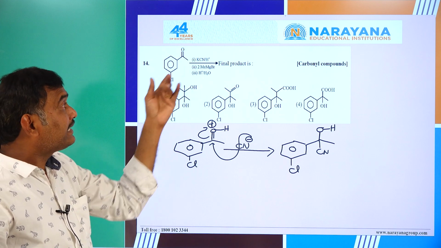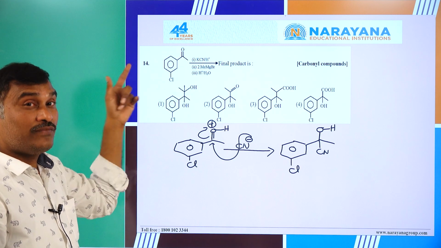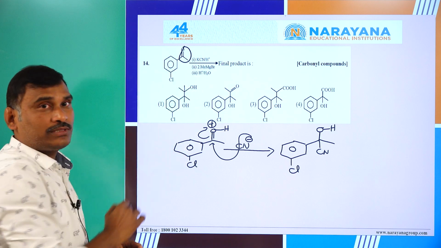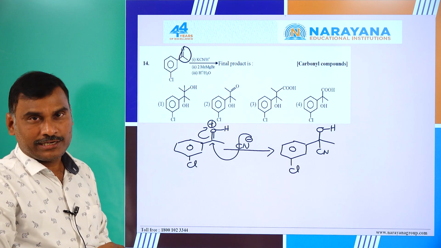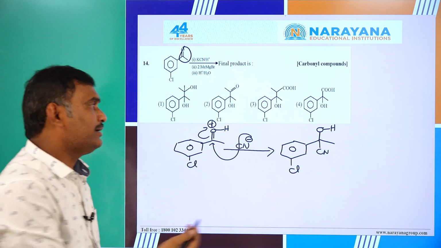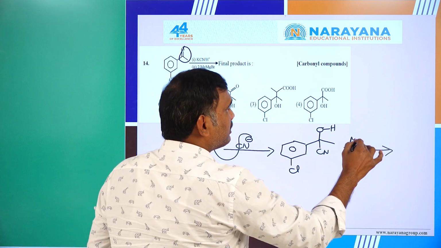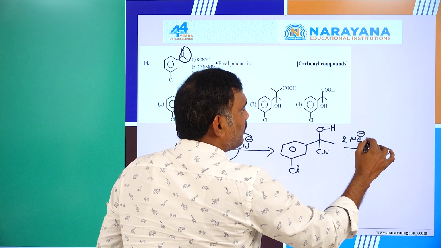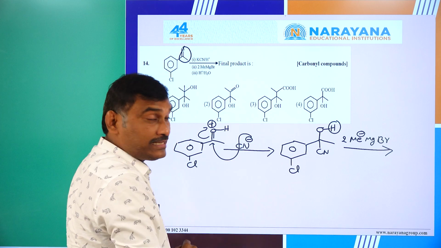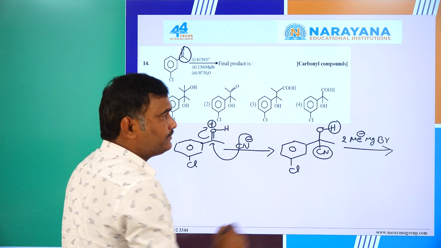Some students ask, why do they give chlorine? Some may think that the CN may get a nucleophilic substitution, but it is not possible. Even though the withdrawing group is present, because it is present meta to the chlorine, there is no chance of aromatic nucleophilic substitution. Followed by they given 2 equivalents of methyl magnesium bromide. Why do they give 2 equivalents of methyl magnesium bromide? 1 methyl magnesium bromide acts as a base to abstract H plus. The second methyl magnesium bromide will attack on the cyanide.